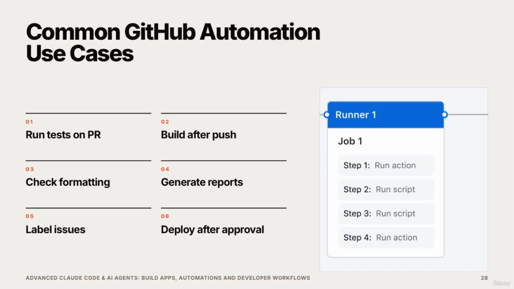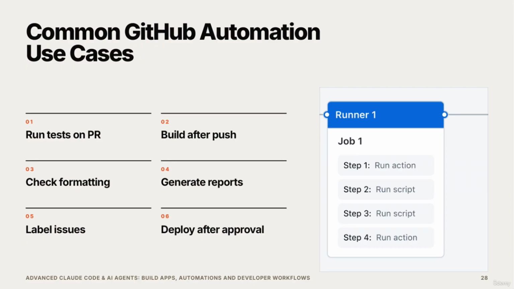Let's go over some of the common use cases for GitHub automation that can really streamline your development process. First, running tests on pull requests is a crucial step to ensure that new code integrates smoothly without breaking existing functionality. Next, building the project automatically after every push helps catch issues early by verifying that the code compiles and behaves as expected. Checking formatting is another valuable automation. It maintains code consistency and helps teams adhere to style guidelines without manual effort.